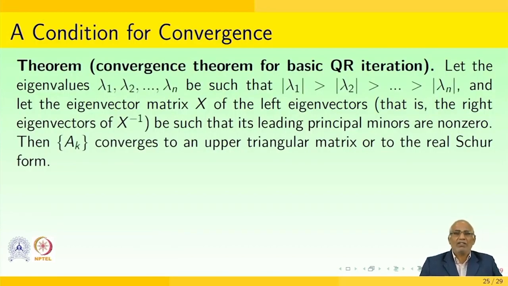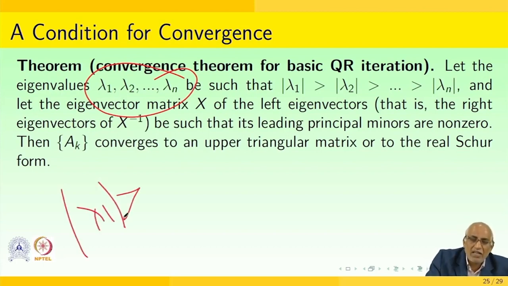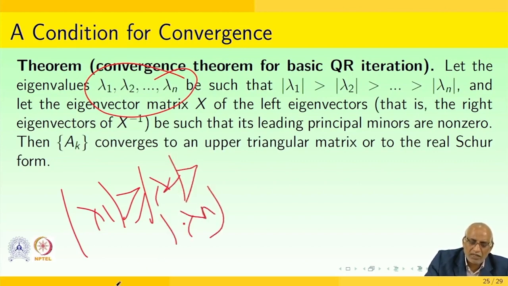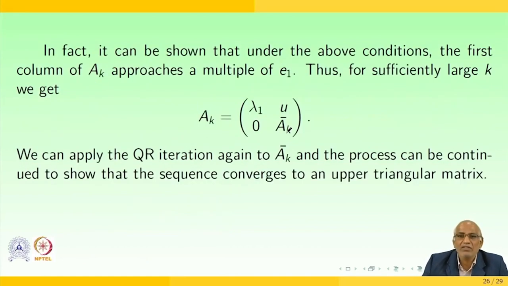So this is fine. Now what about the condition for convergence? It can be interpreted as follows: let the eigenvalues lambda 1, lambda 2, up to lambda n be such that mod of lambda 1 is strictly greater than mod of lambda 2, greater than, and so on, down to mod of lambda n. And let the eigenvector matrix X, that is, the inverse X inverse, be such that its leading principal minors are non-zero, so that we are able to find the inverse. Then A_k converges to an upper triangular matrix, a real Schur form as defined in the previous statement.